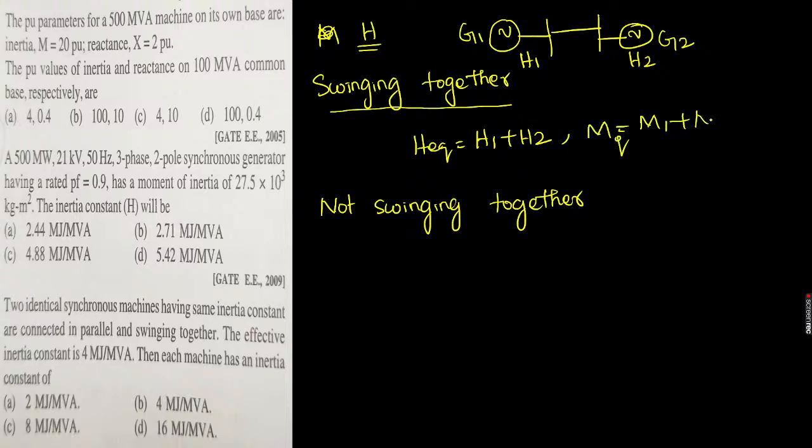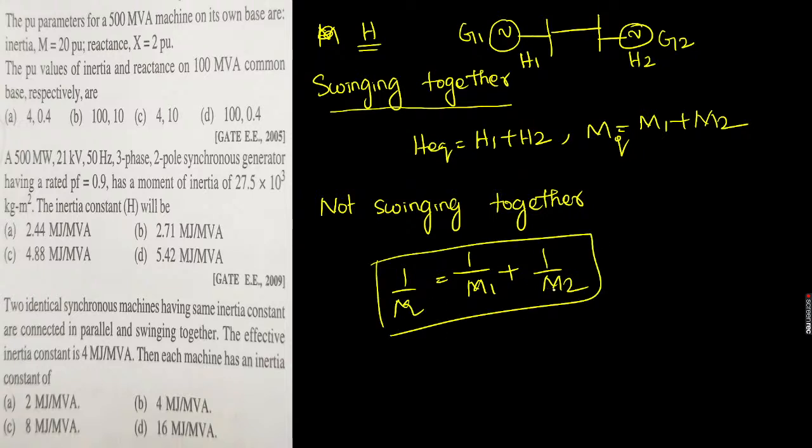You can directly add them. If they are not swinging together, then you must go along with the parallel. Parallel operation means how will you do? 1 by M1 plus 1 by M2 in order to obtain the total moment of inertia. Similarly for inertia constant also.